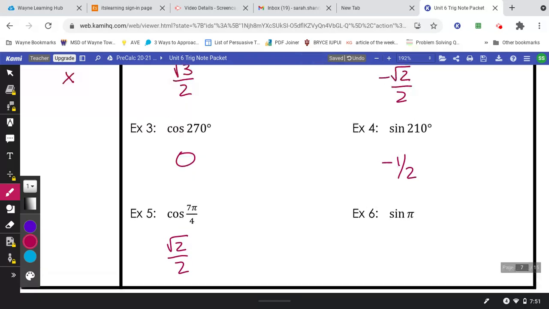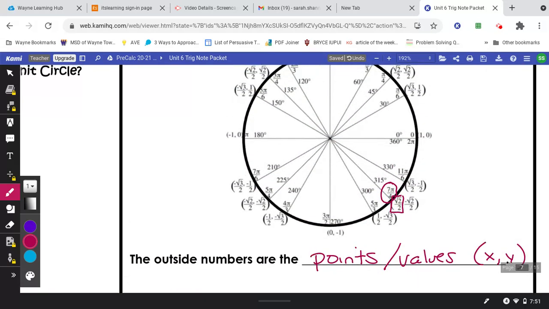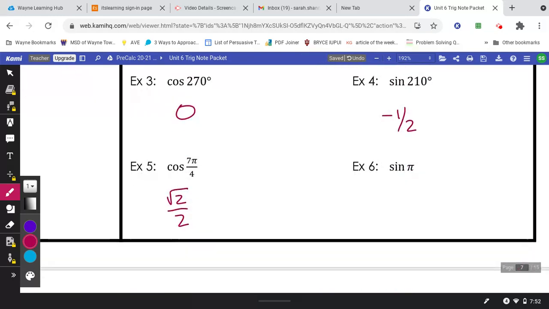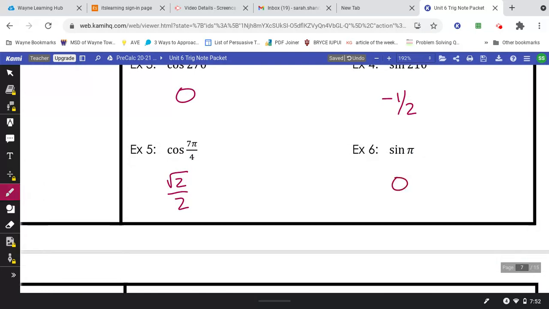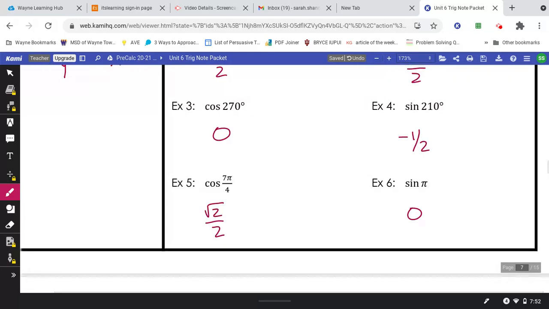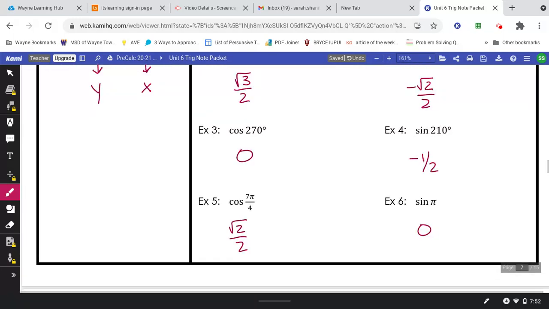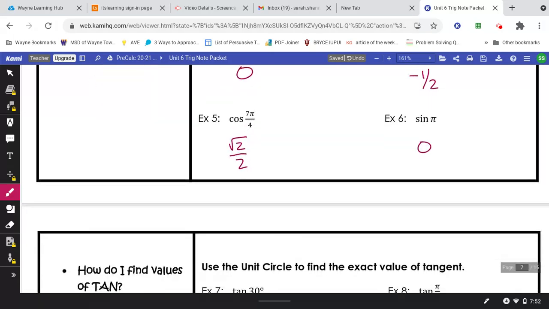And then the sine of pi. Here's pi. Sine is y. And you'll get an answer of 0. So for sine and cosine, you're just looking at either the letter y or the letter x. Now for the next part, tangent.